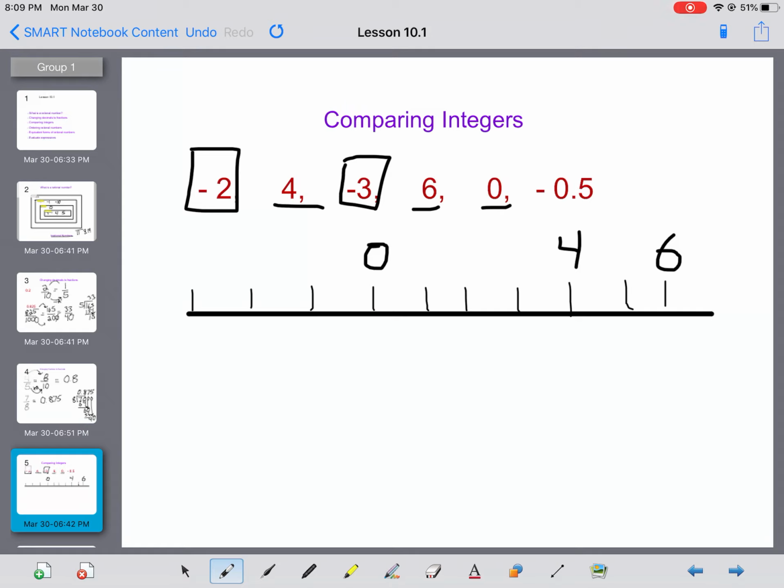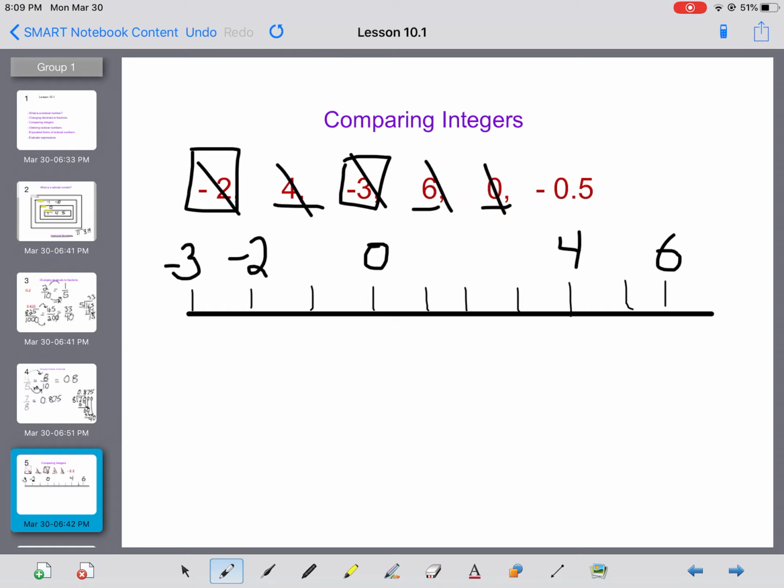Now what I want to emphasize here with negative numbers, you need to think to yourself that -3 is actually smaller than -2. Okay, because think about being in debt. Would you rather lose $2 or you'd rather lose $3? Okay, you'd rather only be $2 in debt than $3. Okay, so I can place this here.